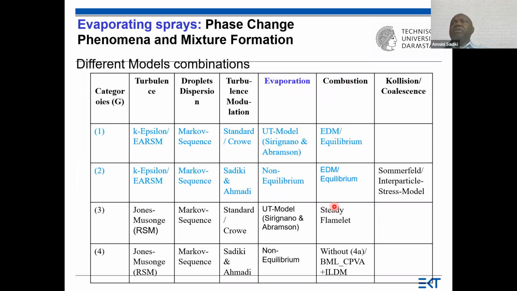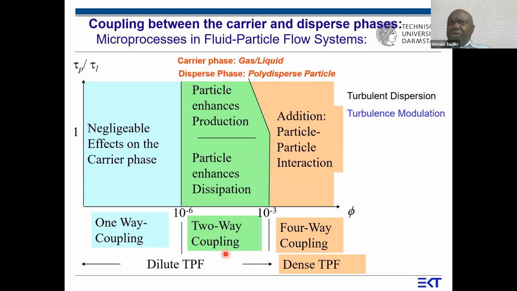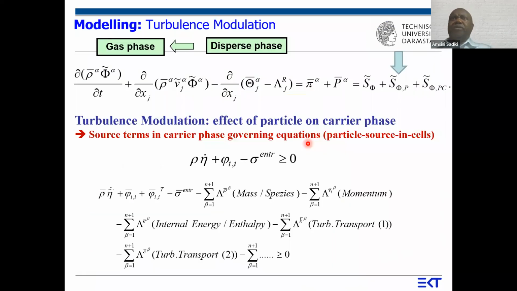And after that, we will include the combustion. We can also take into account the collision and coalescence. So let me now go through and remind you of everything we did. So this is the turbulence modeling here. This is the dispersion process. And here we will have the coalescence and collision.